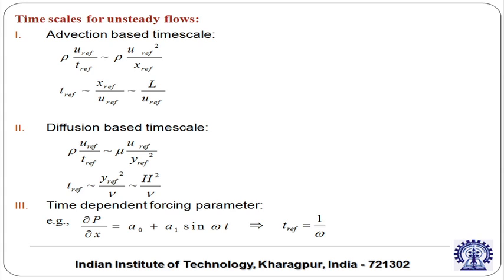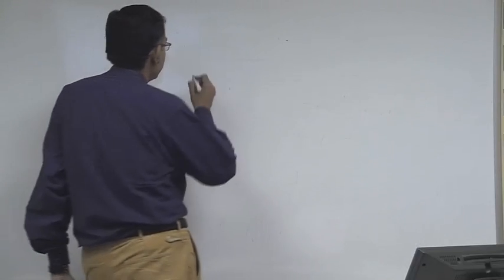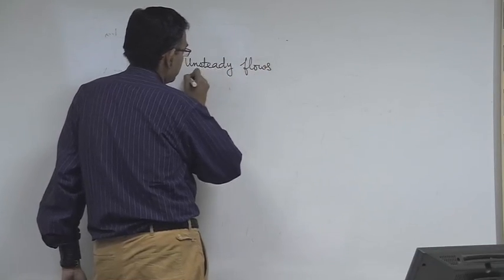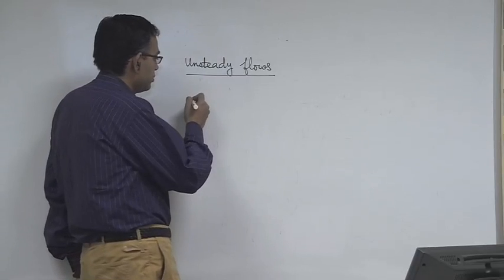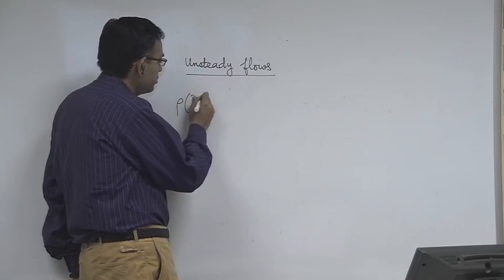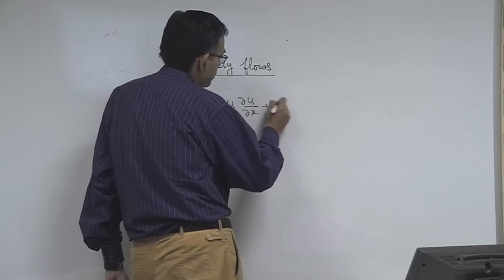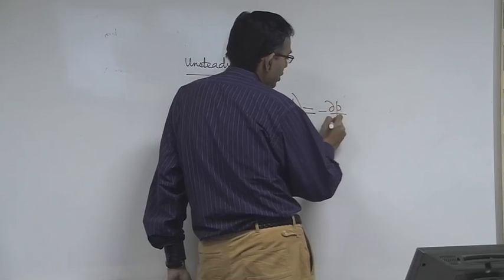Now, let us come to the board again and discuss a little bit about the time scales. So far, for order of magnitude analysis, we have considered steady flows. But let us consider examples of unsteady flows. So when you have unsteady flows, then you write the equation. Let us write the left hand side. Anyway, we begin with the full equation first because that will explain the context.